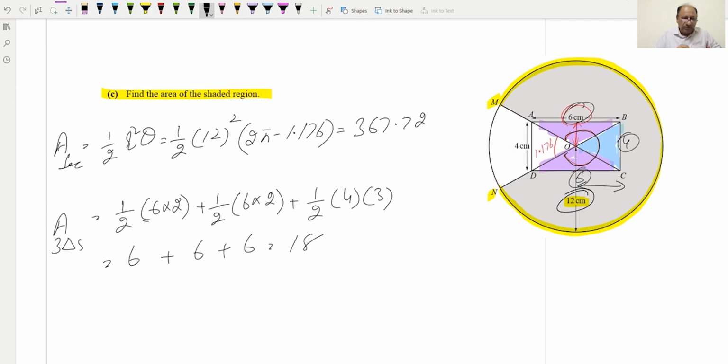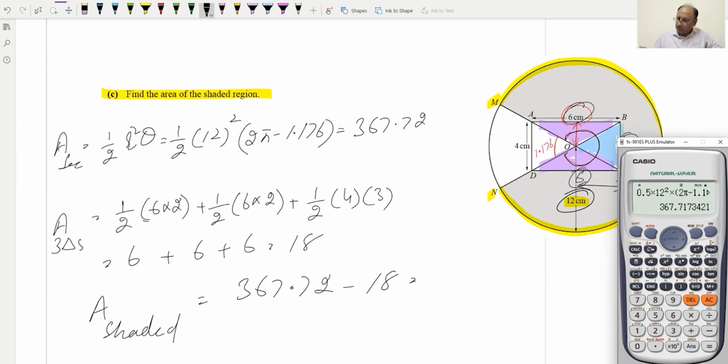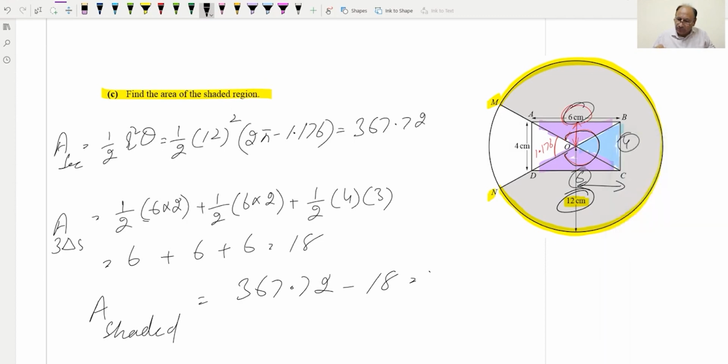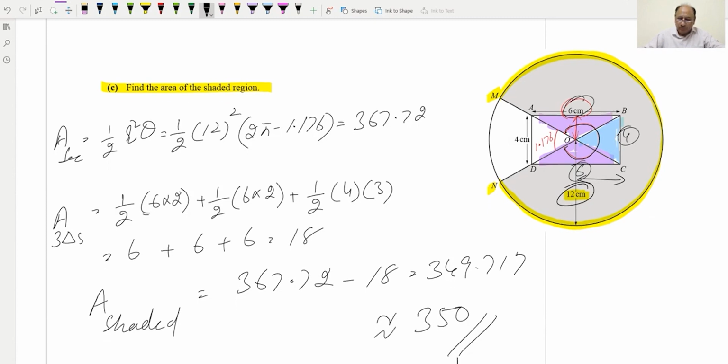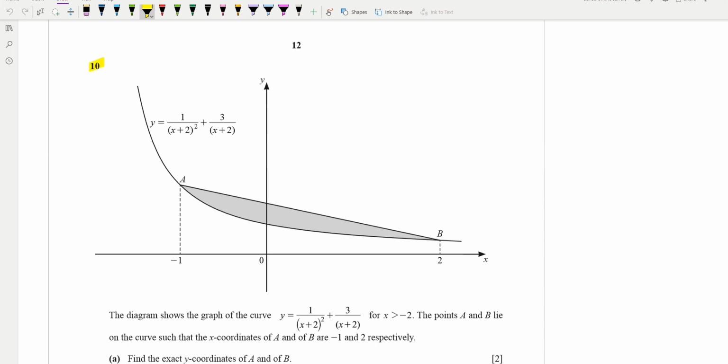Now area of the shaded region will be equal to 367.72 minus 18, and this will be equal to 349.717. So approximately we can write it as 350, a rounded number we can write here. Hopefully you understand this.